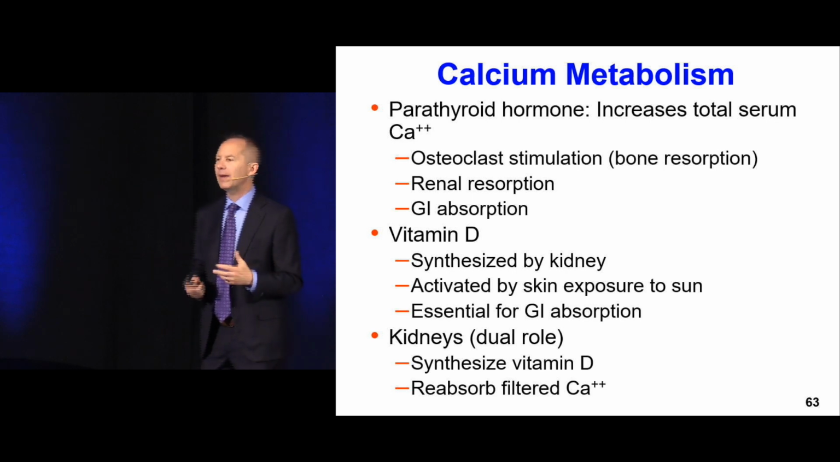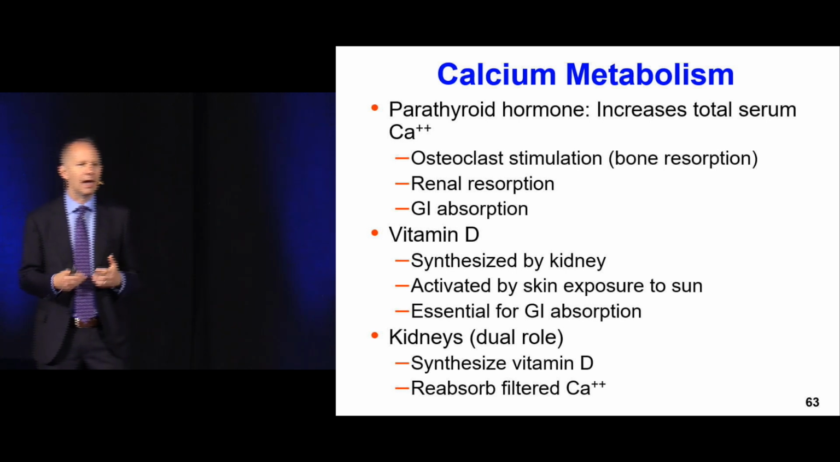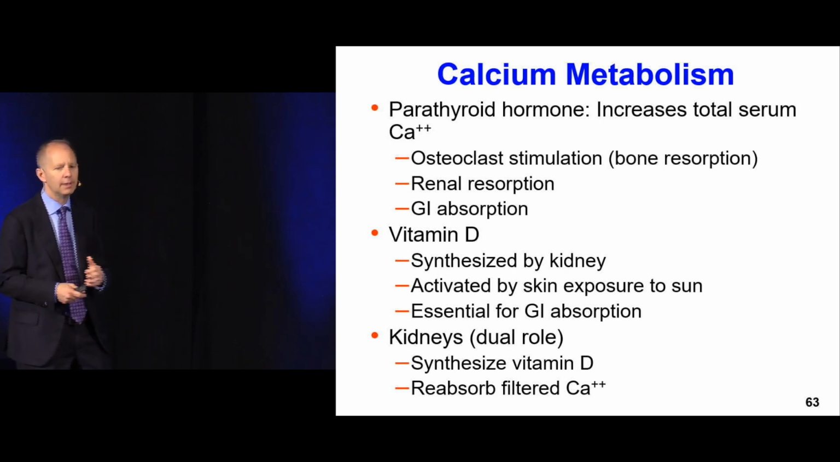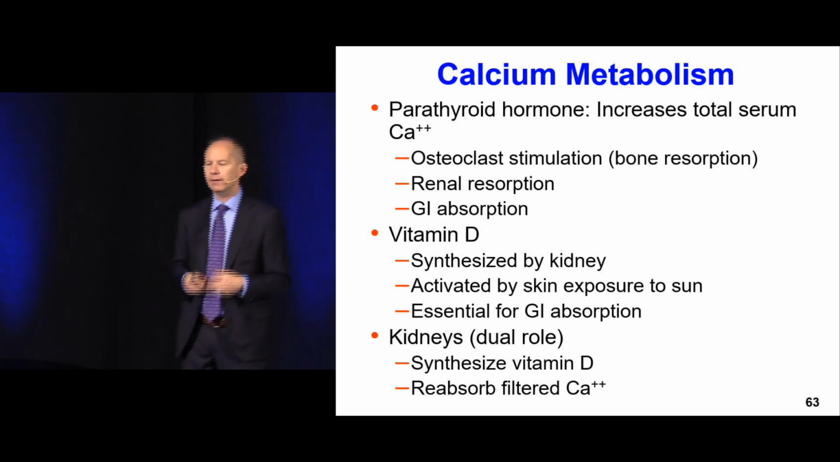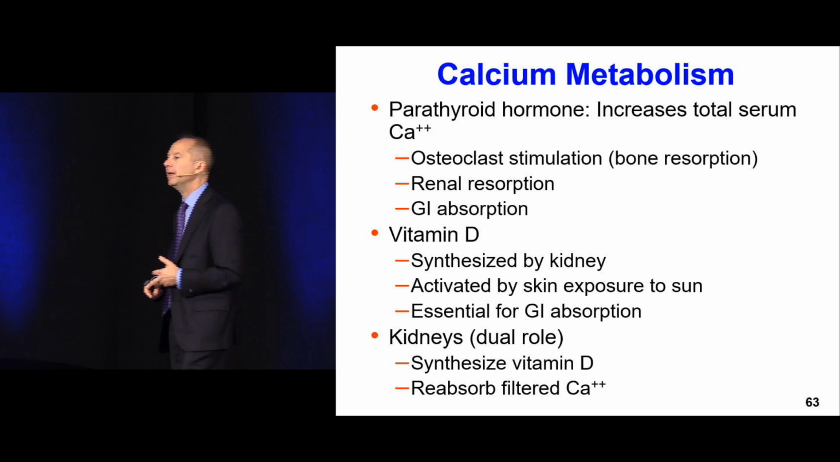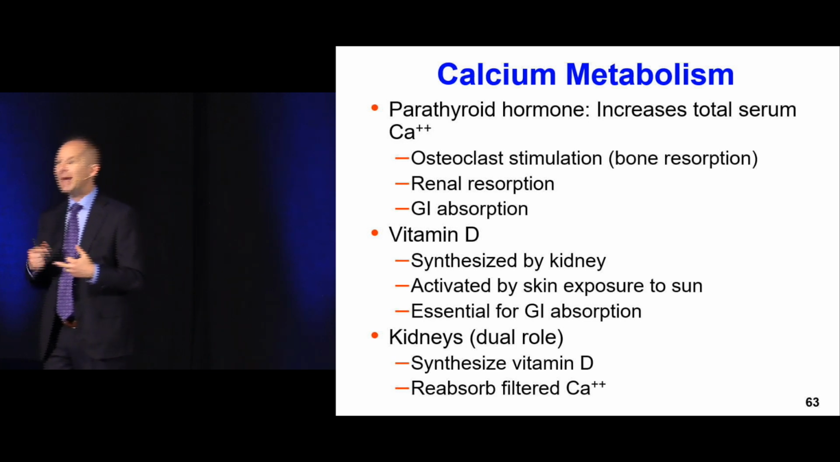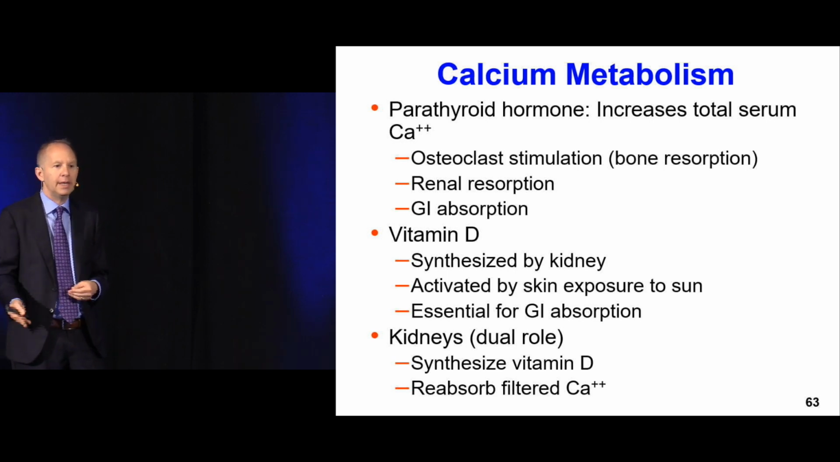Vitamin D, it's made by the kidney. If you remember, it's activated by sunlight. That's why you need to get some sunshine or drink your vitamin D enhanced milk. You need vitamin D to absorb calcium from the gut. If you don't have vitamin D, you can't absorb it from your food. You need it. And then the kidneys play a dual role. They make the vitamin D, and they also absorb calcium from the urine, right? They keep you from peeing it all out.